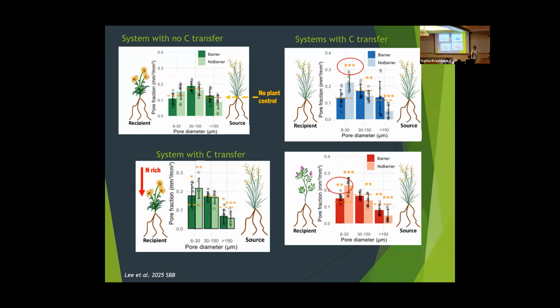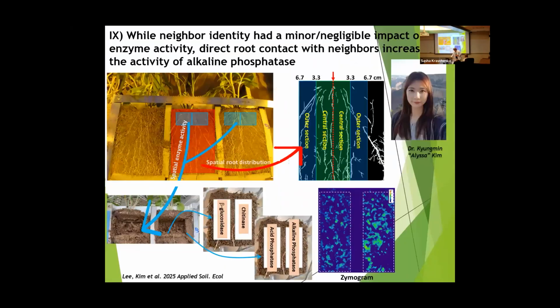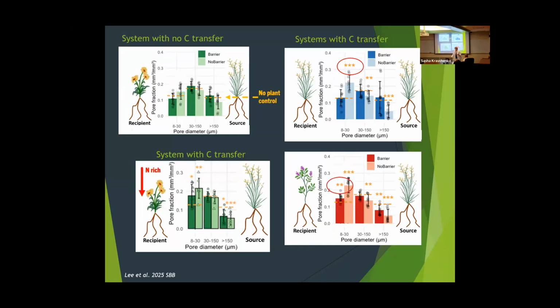And that's the one with the black-eyed Susan that was given extra nitrogen, and there we see the same thing. There was quite a lot of change in the pore size distribution, both because of the roots, but also because of fungal interactions. Okay, so the bottom line is that carbon exchanges do increase soil carbon and they do affect pore structure.